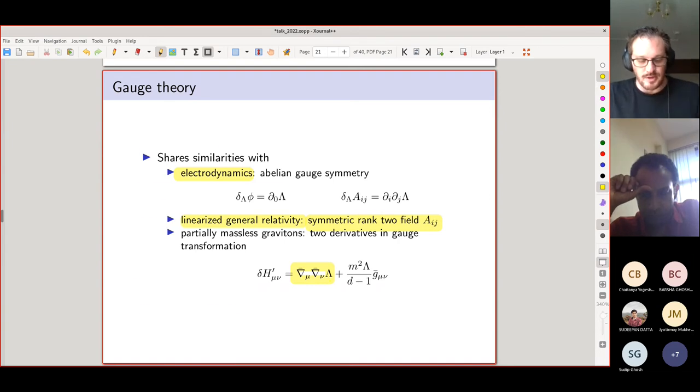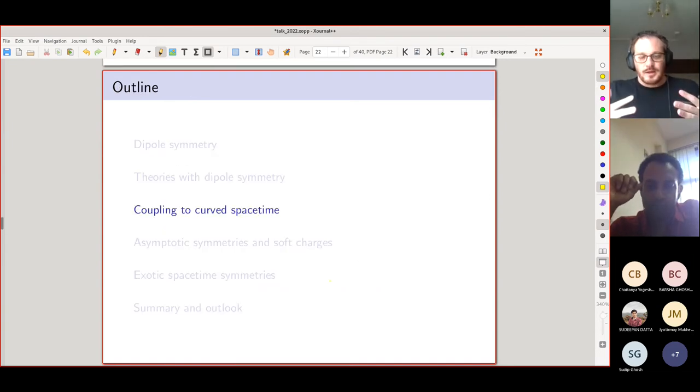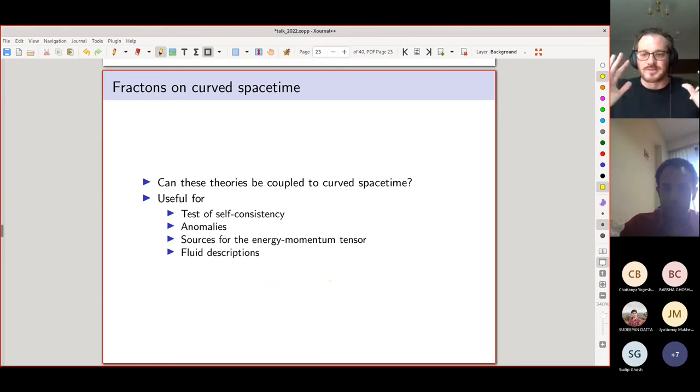Okay, so there's some gauge theory. So there's a matter theory and a gauge theory, and having these two cases, there's one question you may wonder about, and indeed people have wondered about it: can you couple these theories to curved space? But before I go there, are there some questions with regard to these two theories?